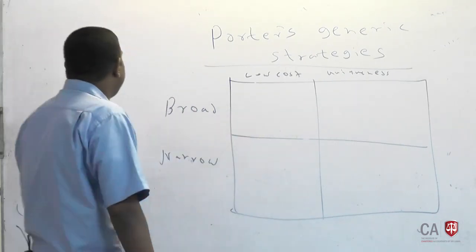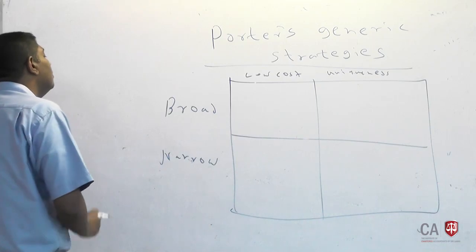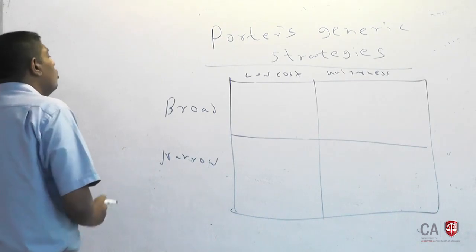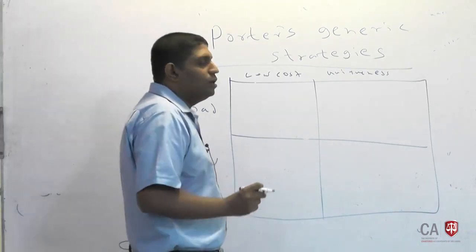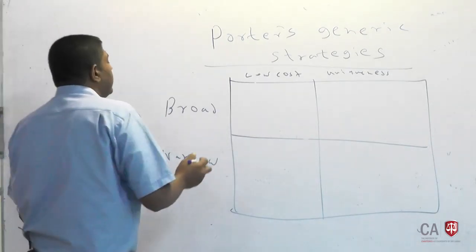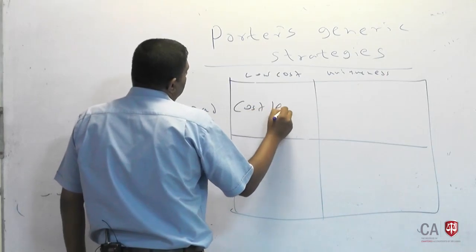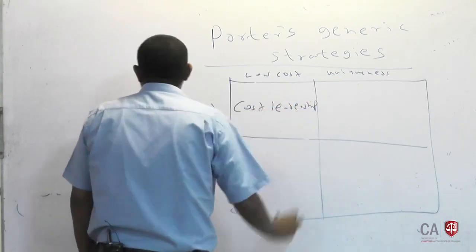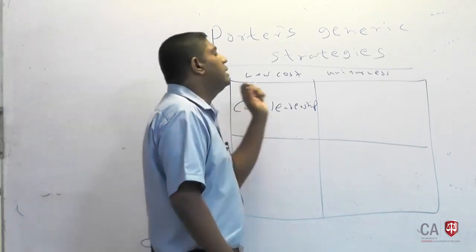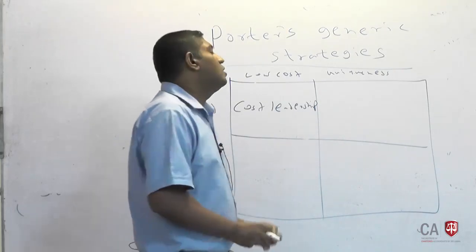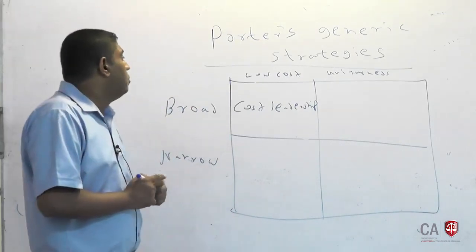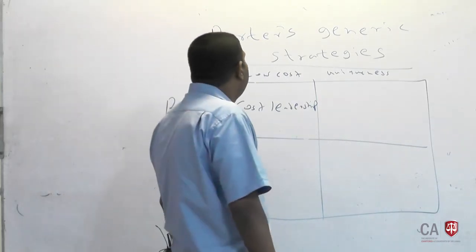Based on this, he said if an organization tries to produce a particular product at the lowest cost and offer the good at the lowest price in a broad market, that strategy was identified as cost leadership. Under the cost leadership strategy, you are trying to become the lowest cost producer in the industry. When you are the lowest cost producer, you can offer the good at the lowest price to the marketplace. That's the advantage you are going to have.